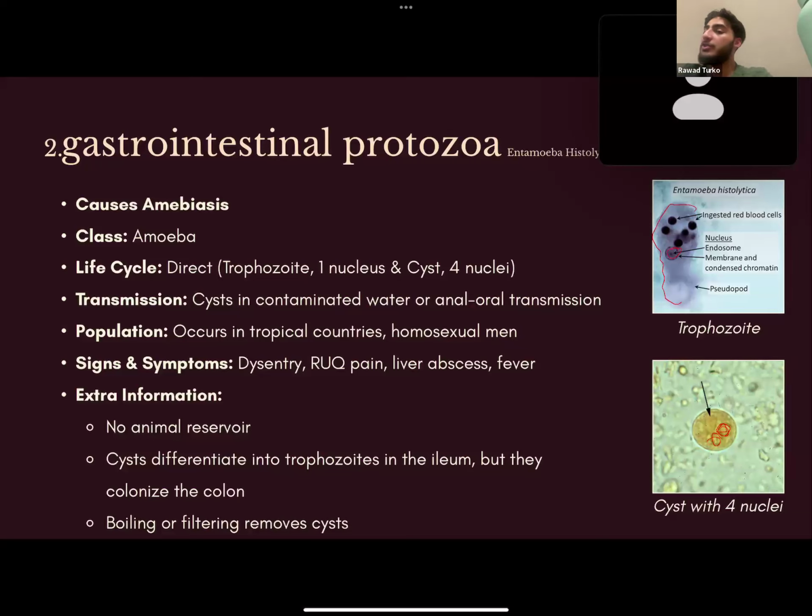The transmission is very similar. Again, cysts in contaminated water or anal-oral transmission, and that's because you're ingesting these cysts. The population is tropical countries and homosexual men, similarly to Giardia lamblia.